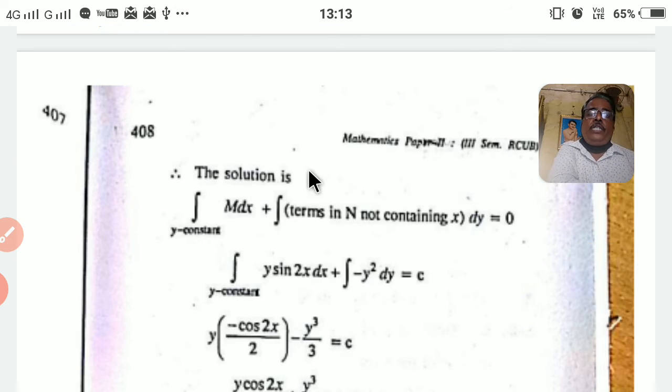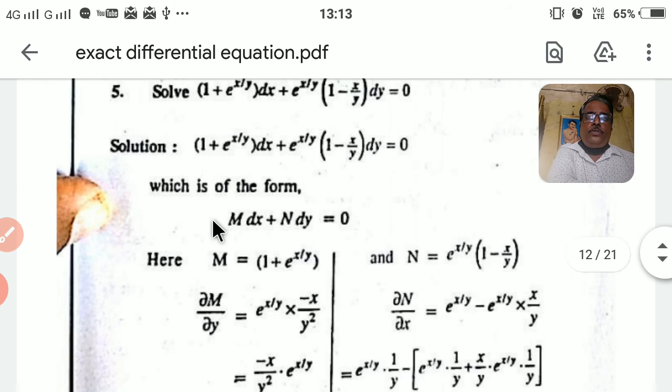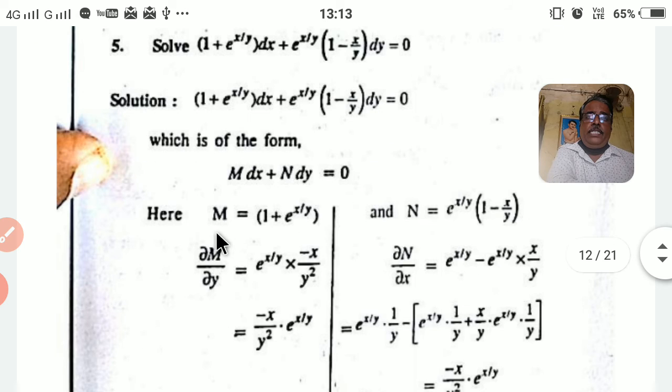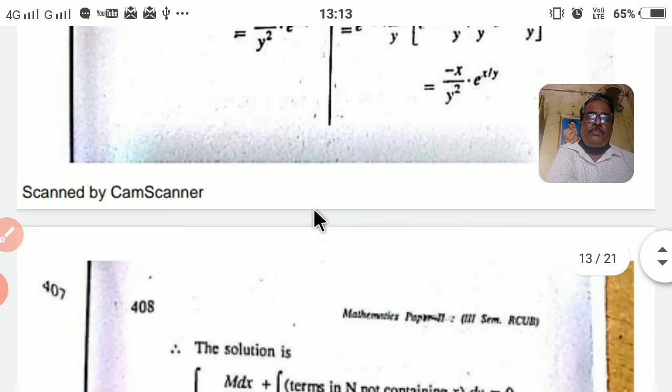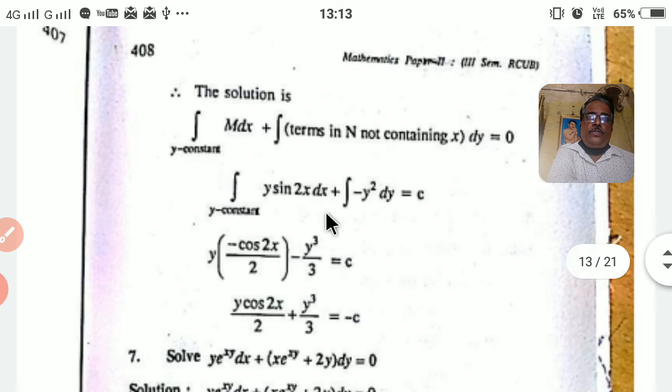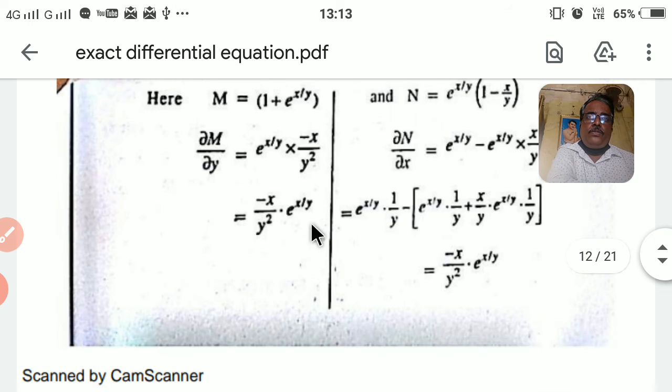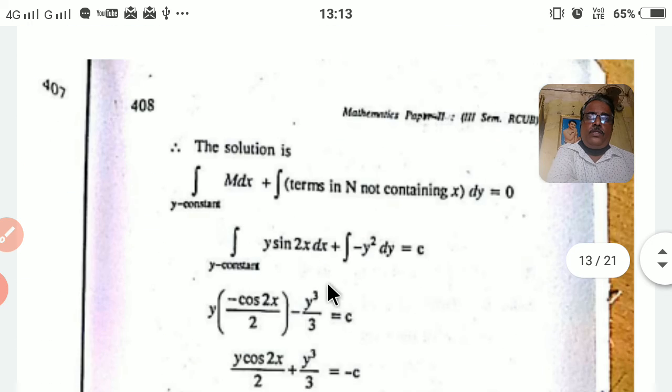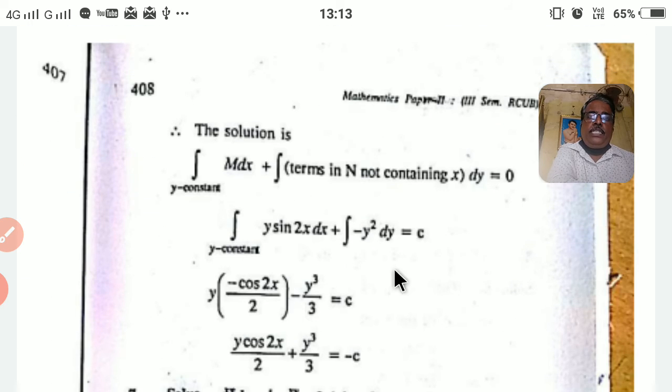And therefore the solution is, again applying the same formula, the integration of M dx keeping y constant, plus the integration of terms of N not containing x dy equal to 0. So that is the integration of M with y constant. This is M, so M means 1 + e^(x/y).